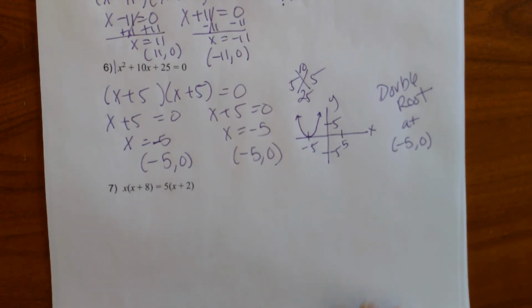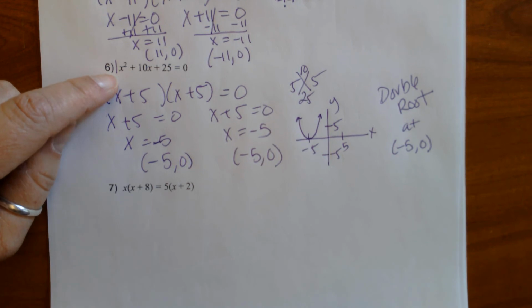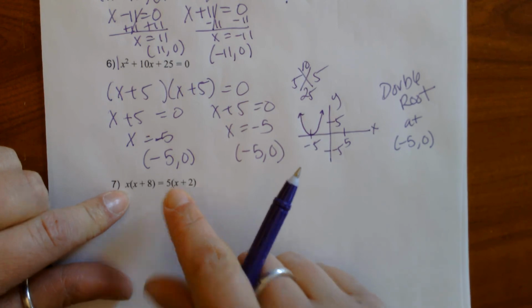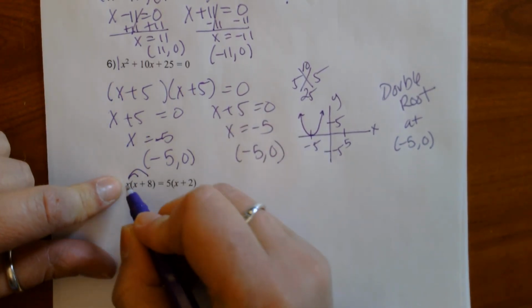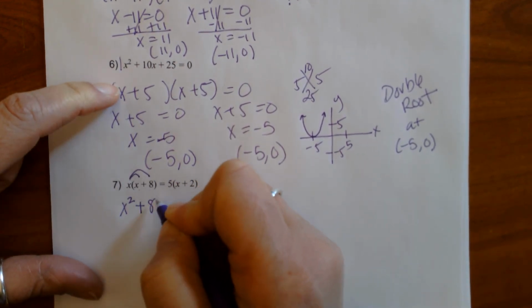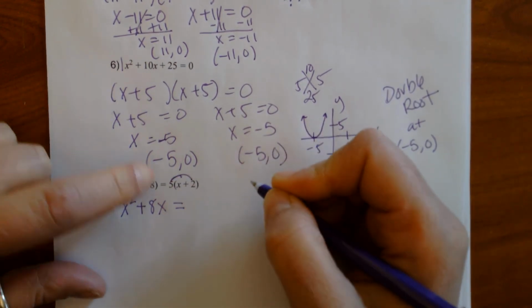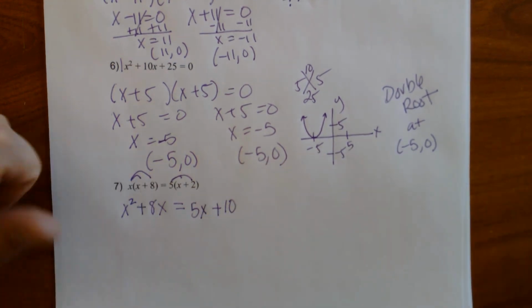All right, and our last one that we have here, notice we don't have any x squares, but we have some parentheses. Everybody, we need to get it to look like this. So we're going to have to do a little extra math work for this one. We're going to have to get rid of these parentheses. So how do we do that? Thank you. Yes, we have to distribute. So here when we distribute, x times x is x squared. x times positive 8 is positive 8x equals. Here we have to distribute. 5 times x is 5x. 5 times 2 is positive 10.